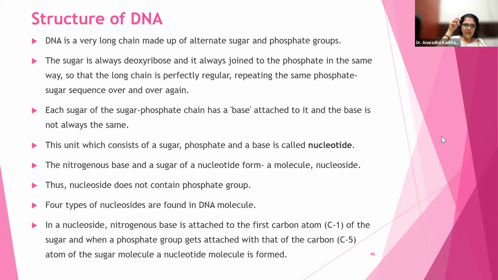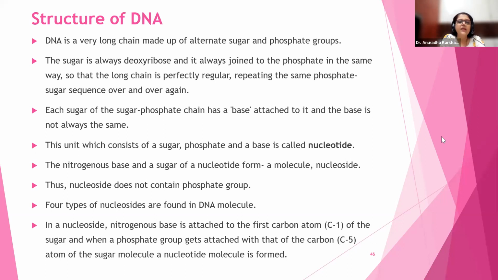Okay, so each sugar will have a phosphate at the 5th carbon, and it will have a nitrogen base attached at the first carbon. तो इमेजिन कर लो कि ये शुगर है, तो फिफ्थ कार्बन पे अगर फॉस्फेट है तो फर्स्ट कार्बन पे नाइट्रोजन बेस है. So could you now realize the sequence how it is going to be?